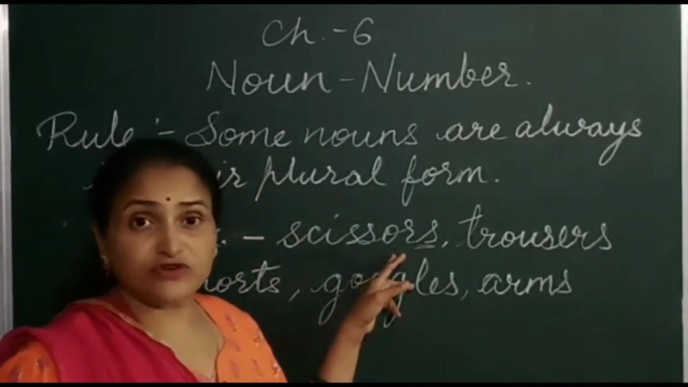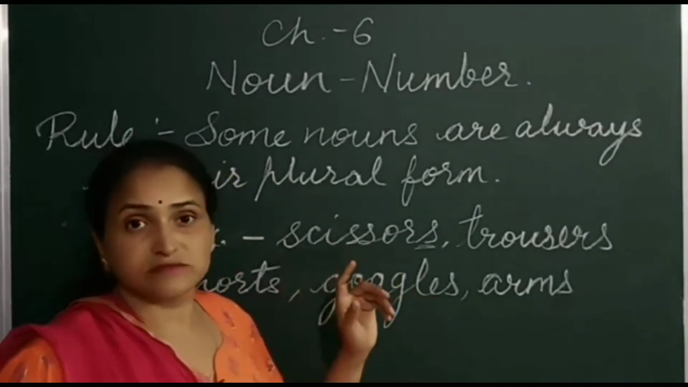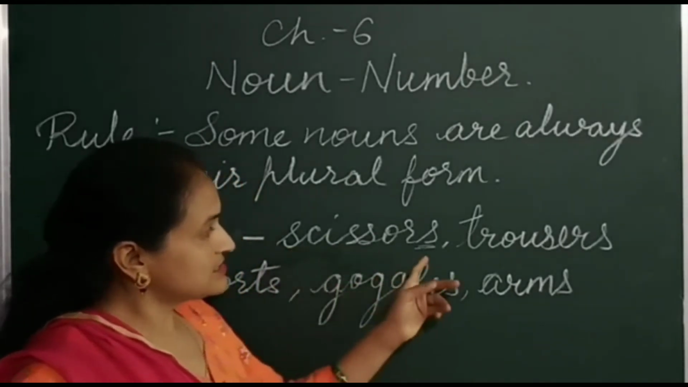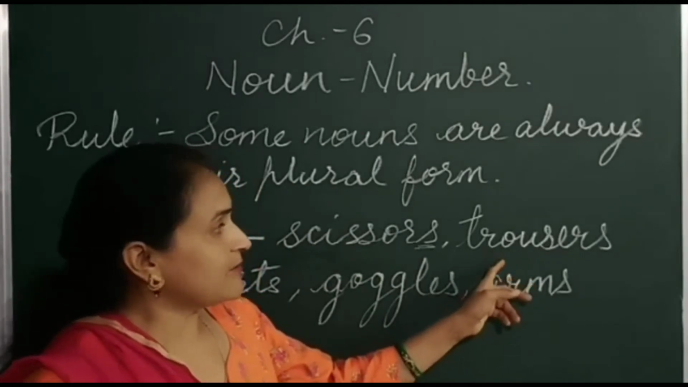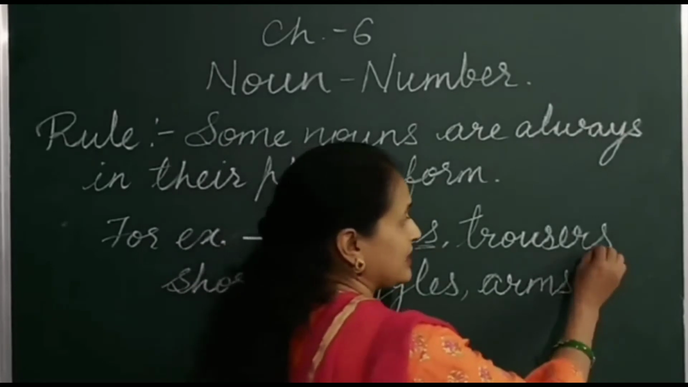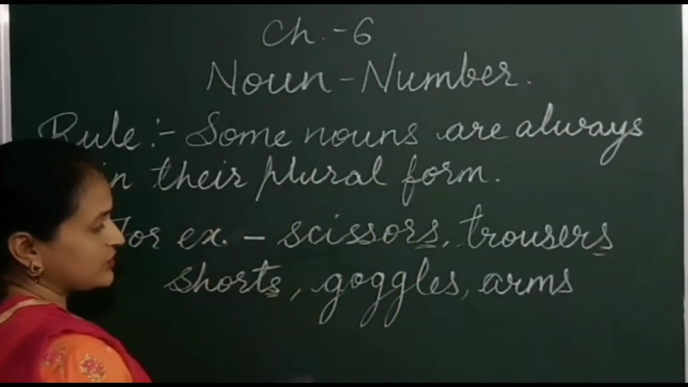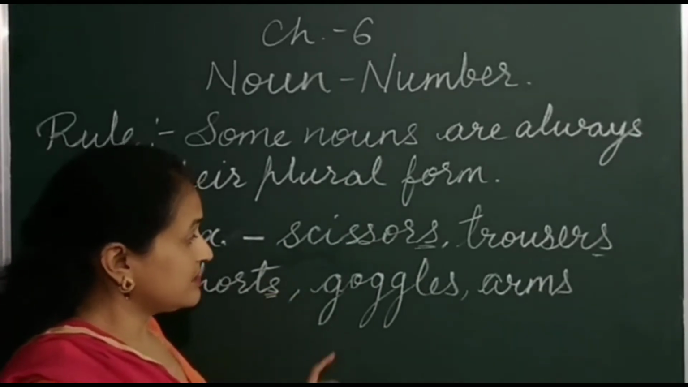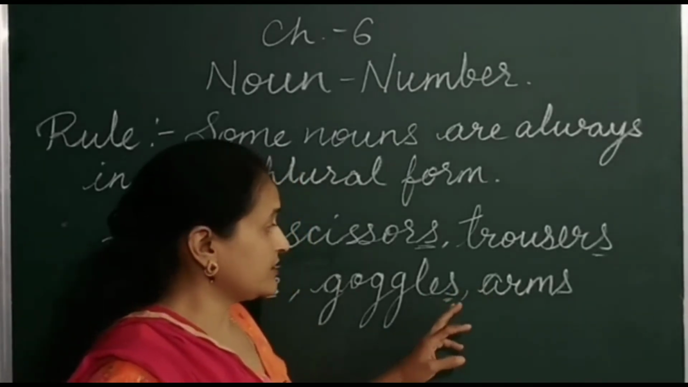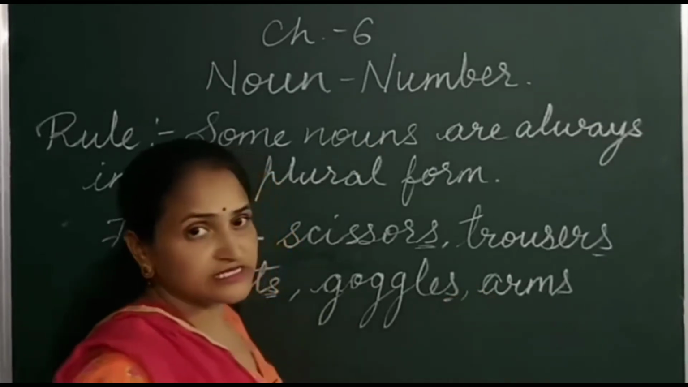So if we talk about a single scissor or more than one scissors, we will use the same word, that is scissors. For example, trousers, it is always in plural form with the S. For example, shorts, it is also in plural form ending with S. For example, goggles, it is also having plural form that is ending with S, it is goggles.